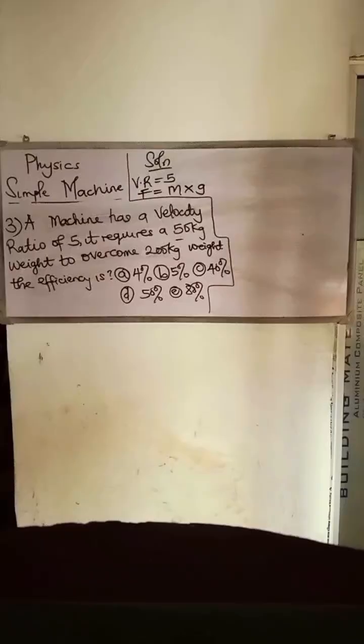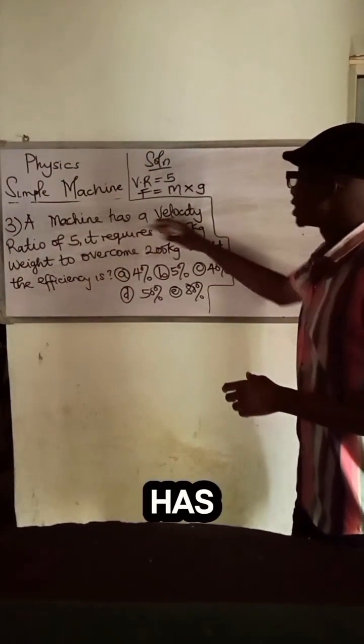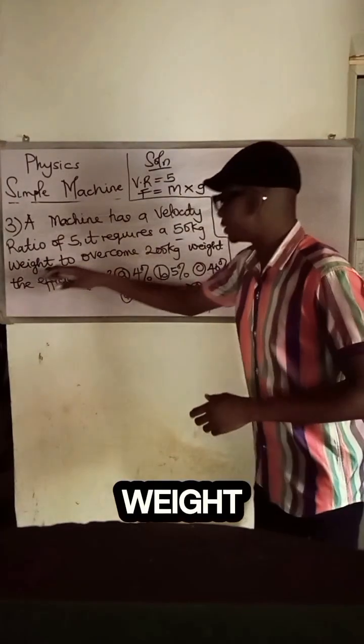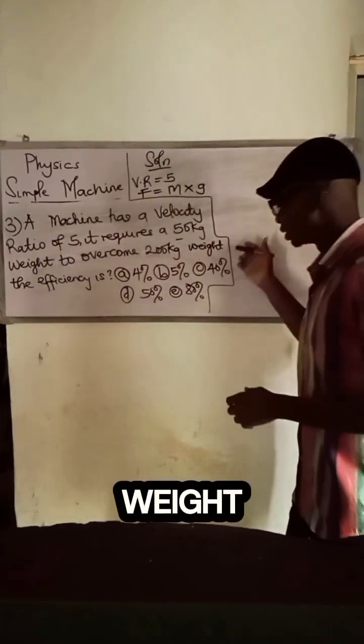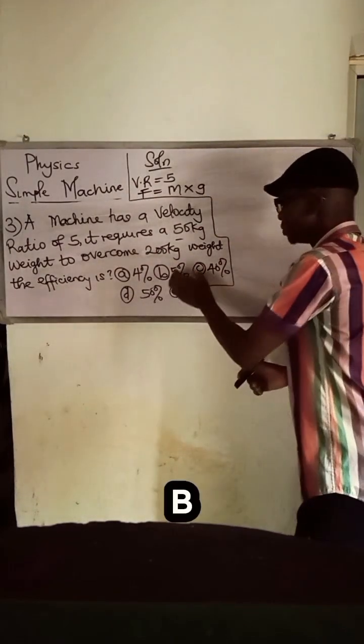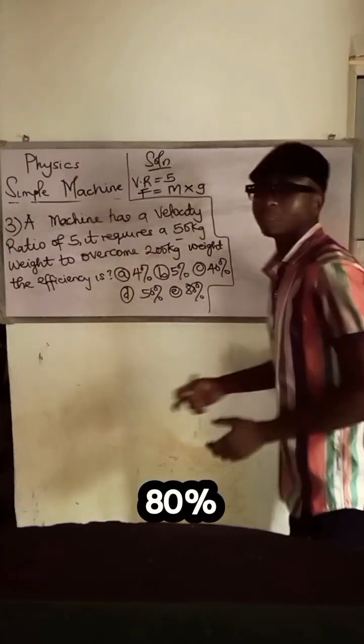Thank you very much. Now let's look at question number 3. It says a machine has a velocity ratio of 5. It requires a 50 kg weight to overcome 200 kg weight, the efficiency is dash. A 4%, B 5%, C 40%, D 50%, E 80%.